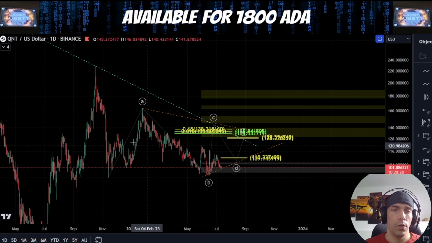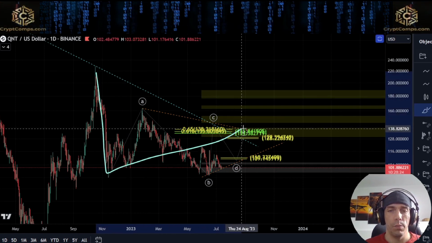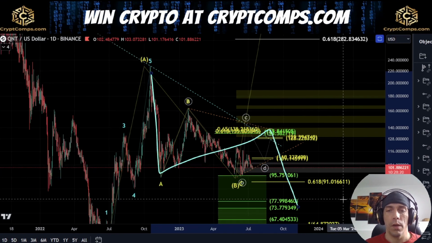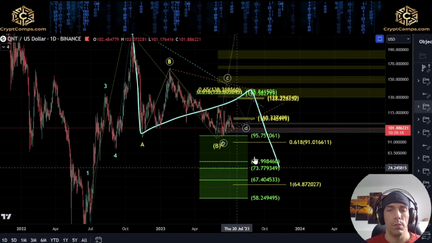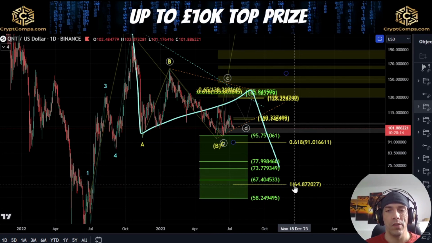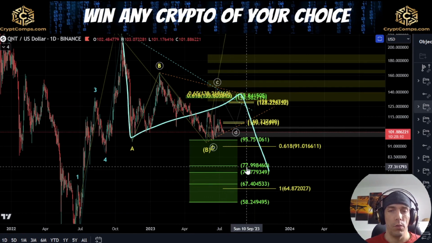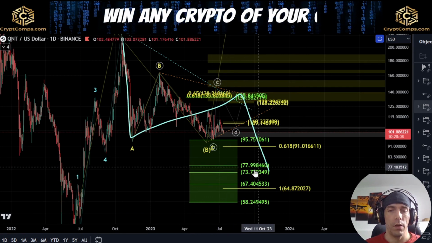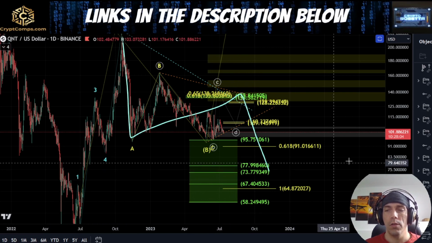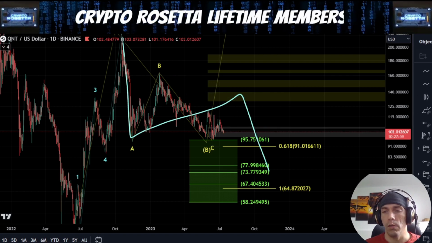So within this count, effectively what we'd be saying is that this is A, this is B, and this is C. So looking for this idea of coming back down into this lower target box here, possibly towards this zone of this 1-to-1, which would be here towards this $64, or at least into this golden pocket area here, which would be looking at this 77.99 to the 73.77 level. So this would be a very interesting level I will be keeping an eye on if we do actually look to move down into those zones.